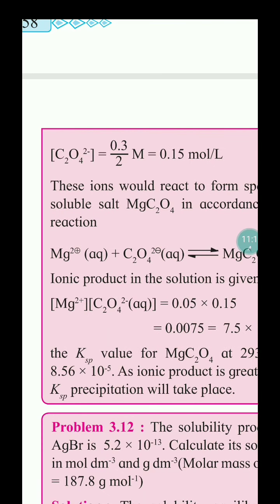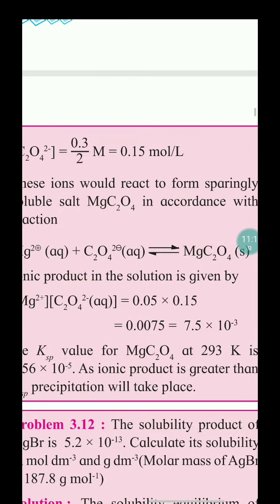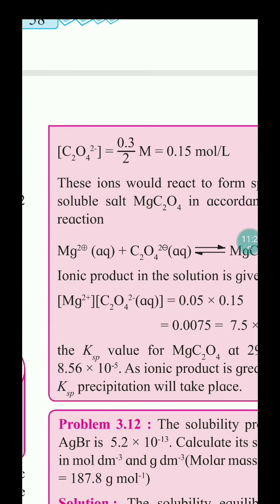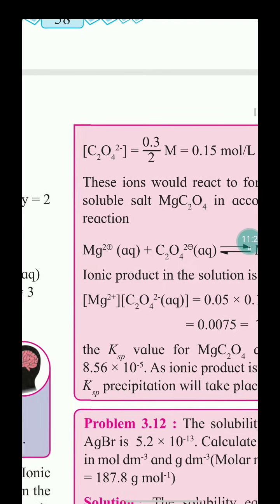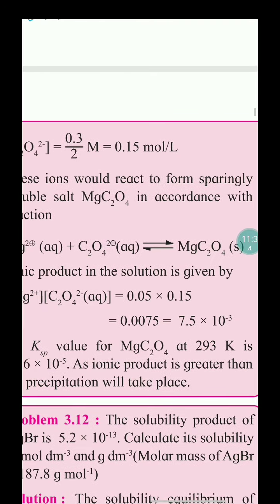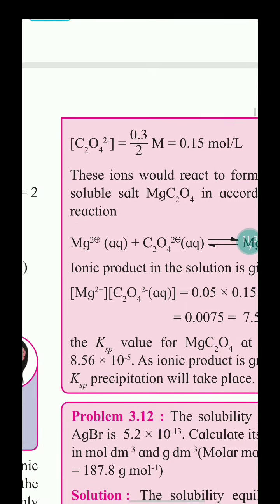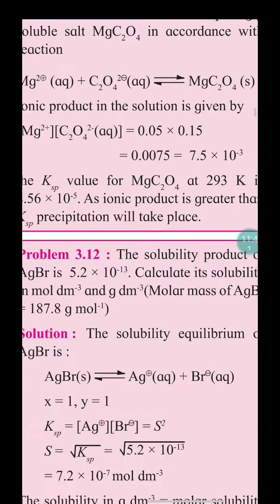For this reaction, the ionic product of the solution is given by the concentration of Mg 2+ times the concentration of oxalate, which is 7.5 into 10 to the power minus 3. But the value of Ksp is given as 8.56 into 10 to the power minus 5. So the ionic product is greater than the solubility product and therefore precipitation takes place.